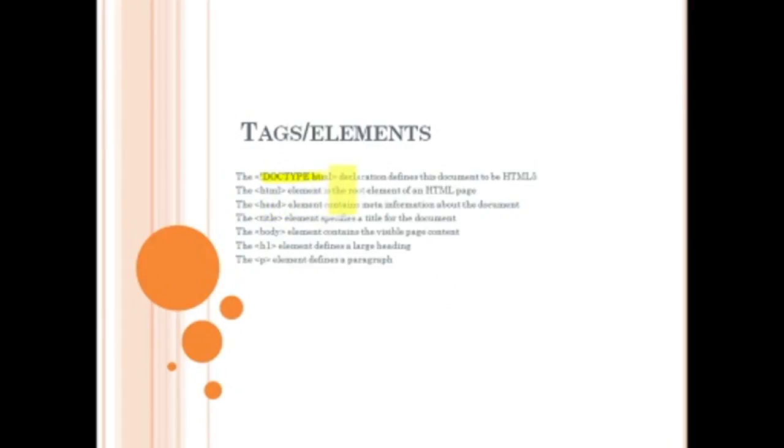The doctype html is to define this document to be HTML5. The html element is the root element of an HTML page. The head element contains the meta info or metadata about this document. The title element defines the title for this document. The body element contains the visible page content.